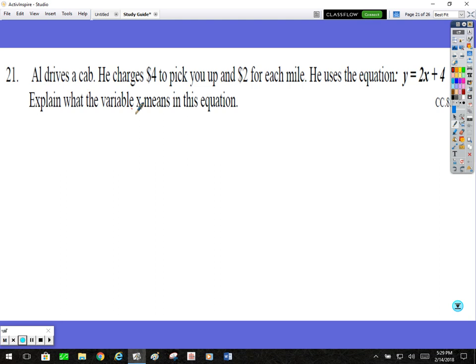21. Al drives a cab. He charges $4 to pick you up. There's your initial value. That's what he's going to charge just to come to your house, right? Initial value is here. And then $2 for each mile. Well, there's my magic word. Okay, so all I'm looking for now is right here. There's my x variable. There's my slope. Okay, so in this case, the x variable means the number of miles.